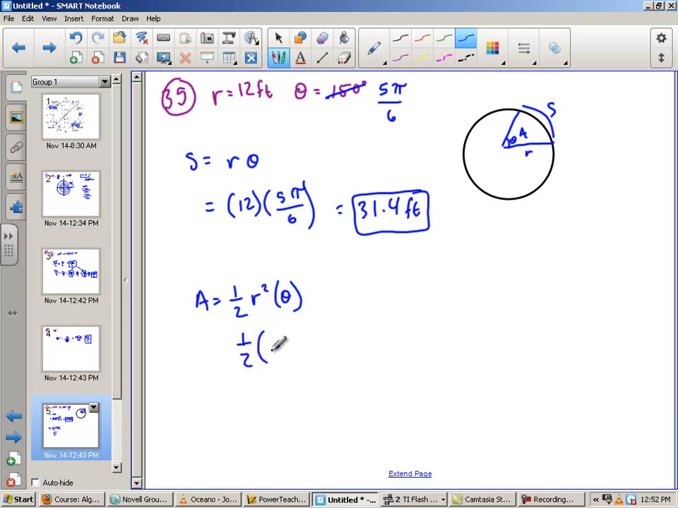Down here I get 1/2 times 12 squared times 5 pi over 6 equals, when I multiply those together, about 188 square feet. Again, this is just number crunching. Throw it in the calculator.